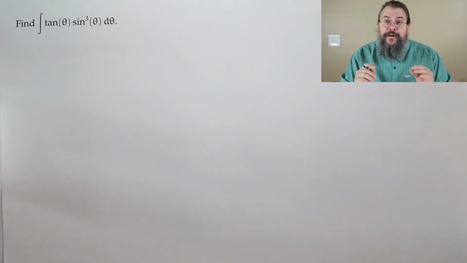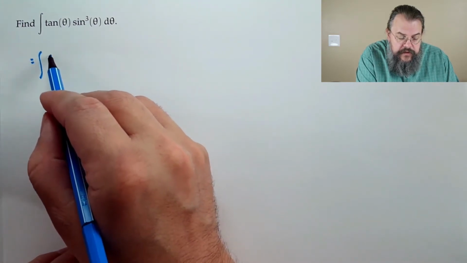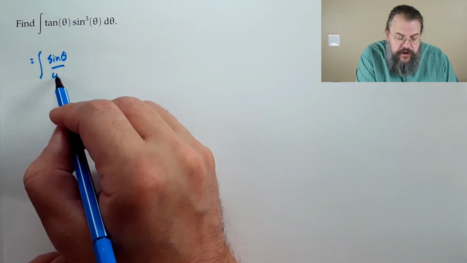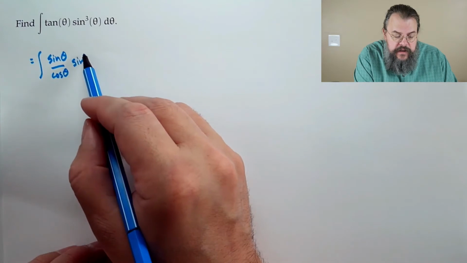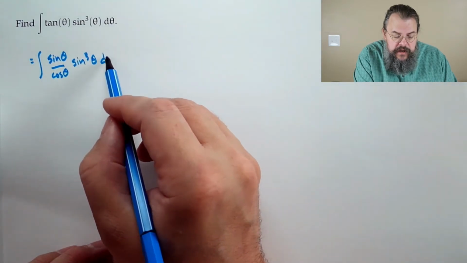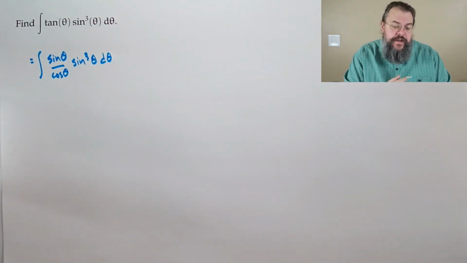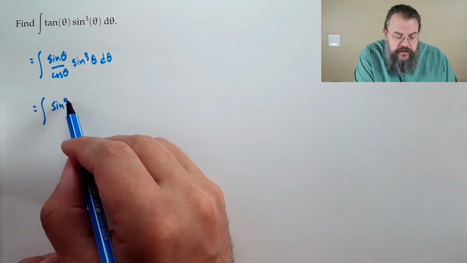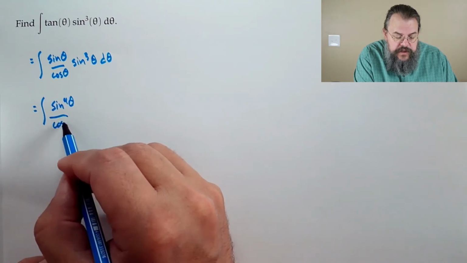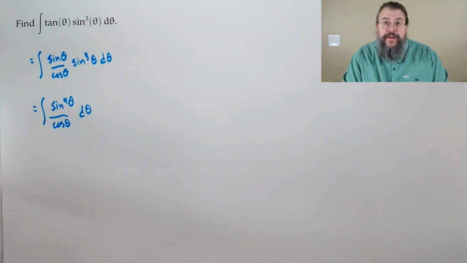So, idea number 1. Let's see what we can do by saying, okay, tangent is really the same as sine over cosine. So you have sine over cosine, and then we have a sine cubed. Okay. All right. Well, progress, right? Of sorts. And so we get that this is the following. Integral of sine to the 4th theta over cosine theta d theta.